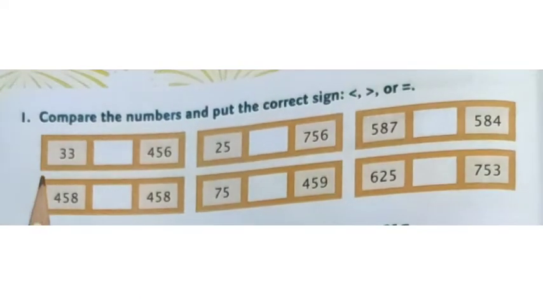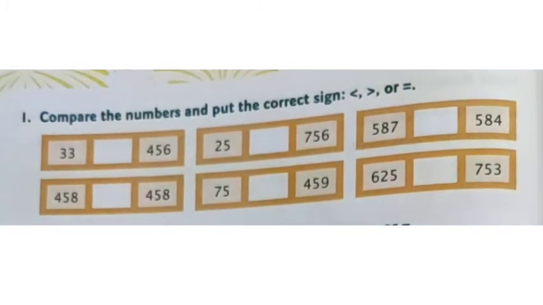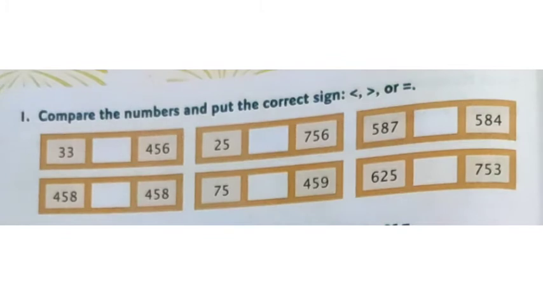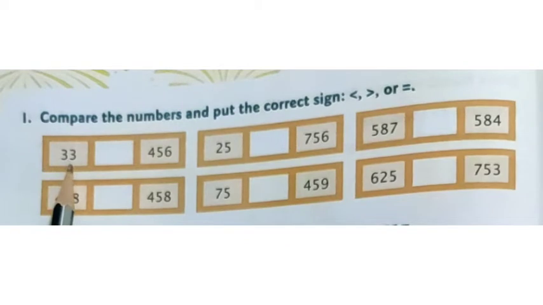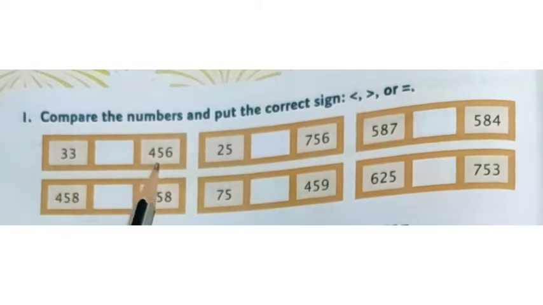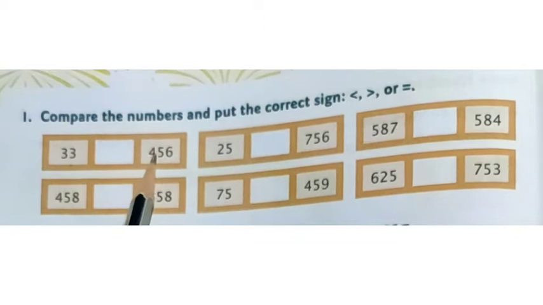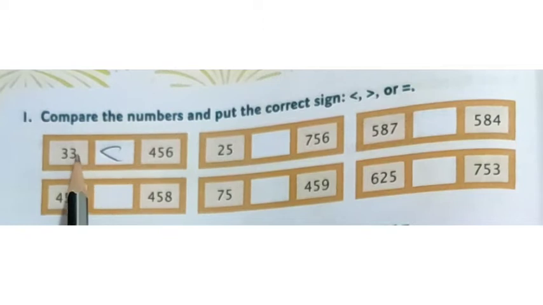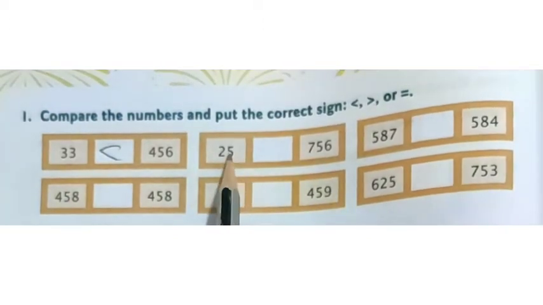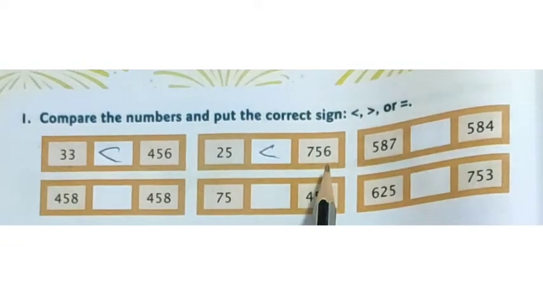Now let's move on to the first question, that is compare the numbers and put the correct sign, less than, greater than or equal to. Here the first question is 33 and 456. Here 33 is a 2-digit number and 456 is a 3-digit number. When we compare a 2-digit number and a 3-digit number, the 2-digit number is always less than the 3-digit number. So write down the less than symbol. So this pointed side should point to the smaller number. Here also a 2-digit number and a 3-digit number. The 2-digit number is less than the 3-digit number.